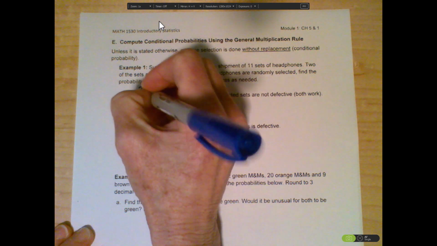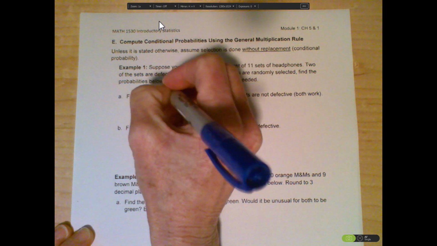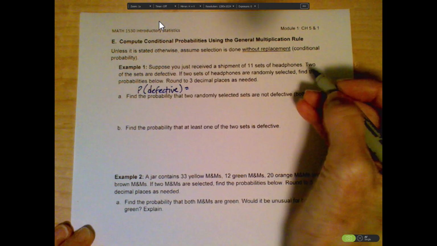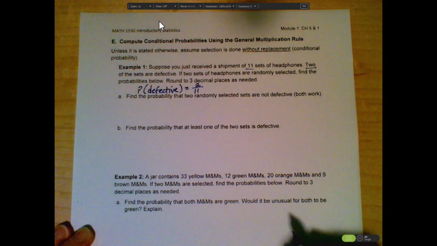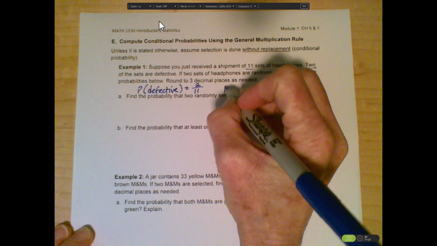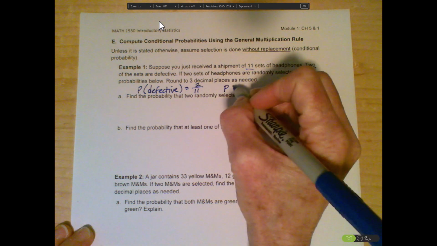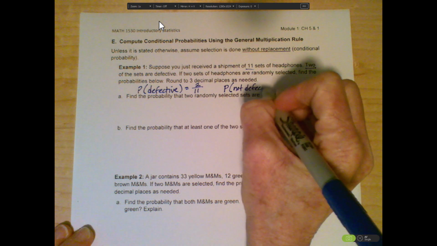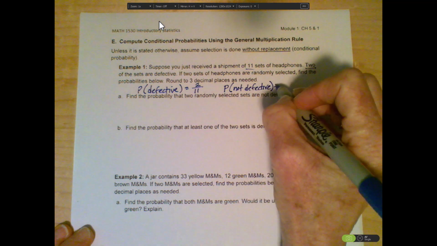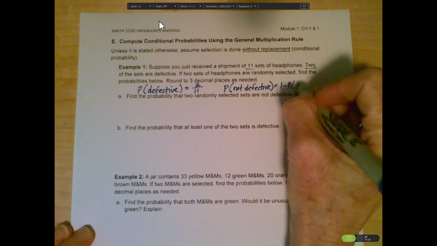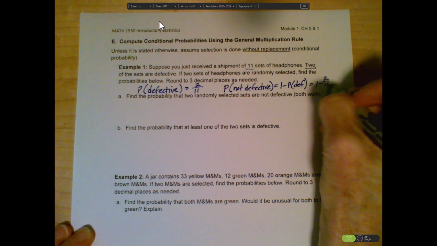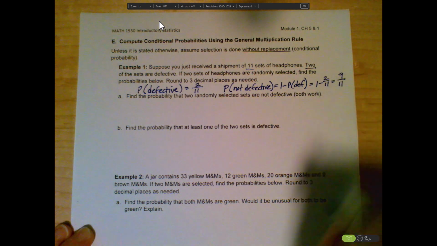We can determine the probability of a defective headphone because they said that 2 out of 11 are defective. So that's the probability defective. Then from that, using complements, the probability not defective would be equal to 1 minus the probability defective, right? Which would be 1 minus 2 elevenths, or 9 elevenths.